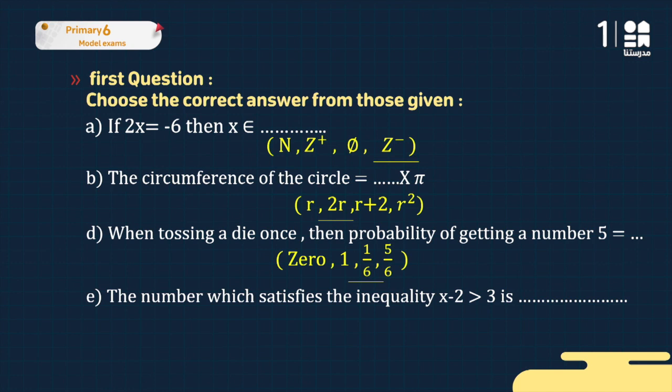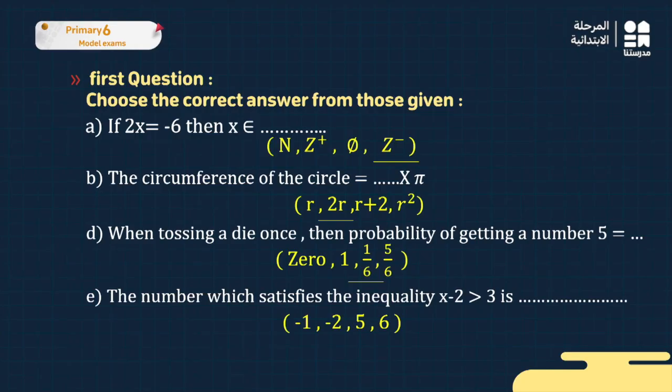So x greater than 5 is supposed to be what? Any number greater than 5 can be the value of x. So it can be 6, 7, 8, or any number. So I have -1, -2, and 5, and 6. Concentrate, it's x greater than 5. There is no equal sign in the inequality, so I'm supposed to choose a number greater than 5, not equal to 5. So the right answer, I'm supposed to choose 6.